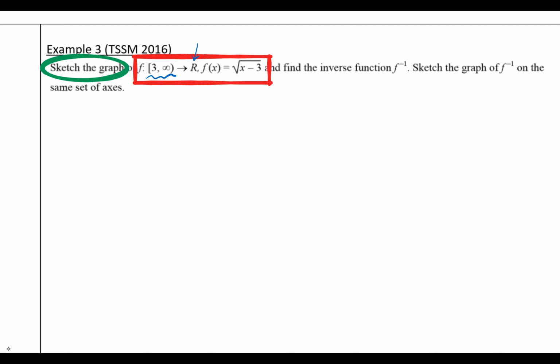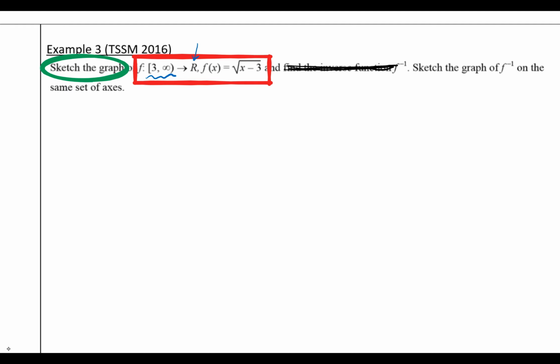Now, I'm going to tell you, let's not worry about finding the inverse function. The purpose of this video is more about sketching. It's more about looking at graphical methods for sketching the inverse. We'll do that in the next video where we physically find the inverse algebraically.